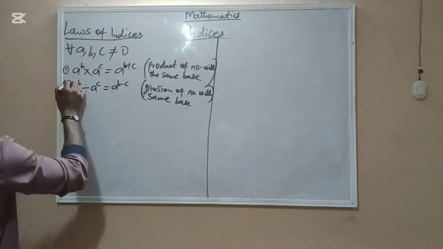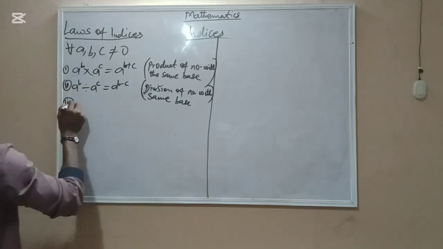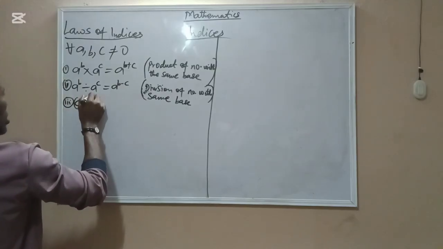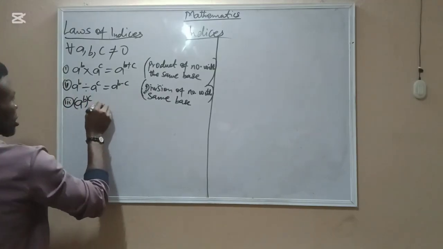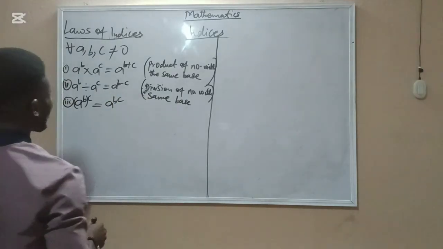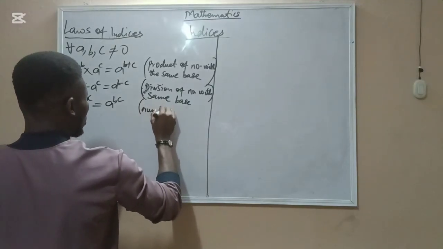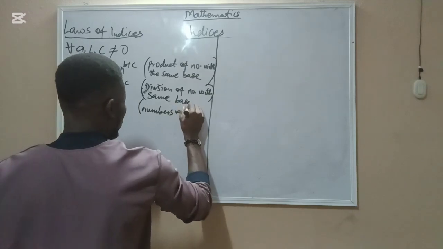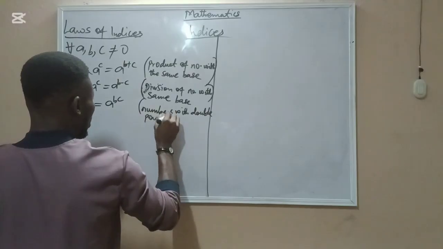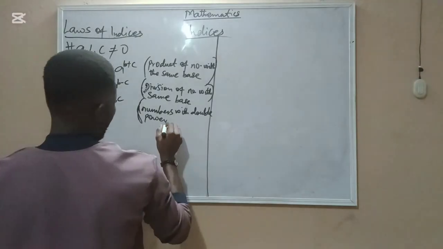Now we have another one that says that A to the power B, all to the power C, is the same thing as A to the power B times C. And this can be called numbers with double power.